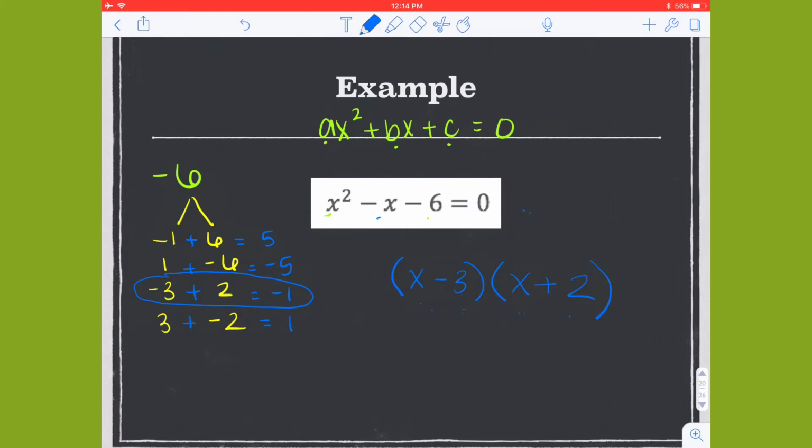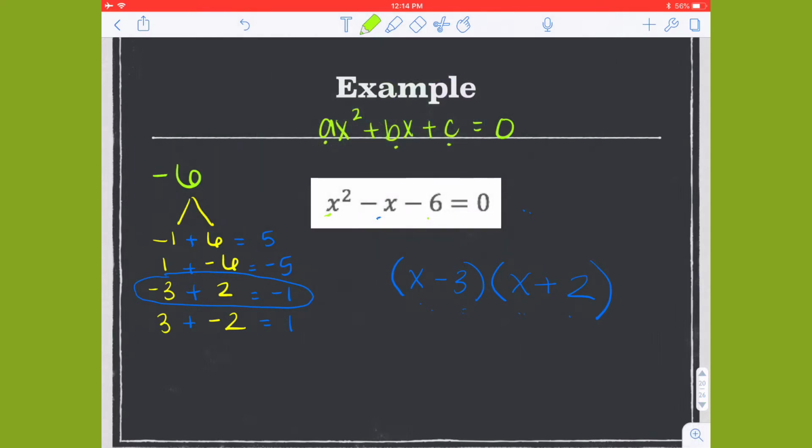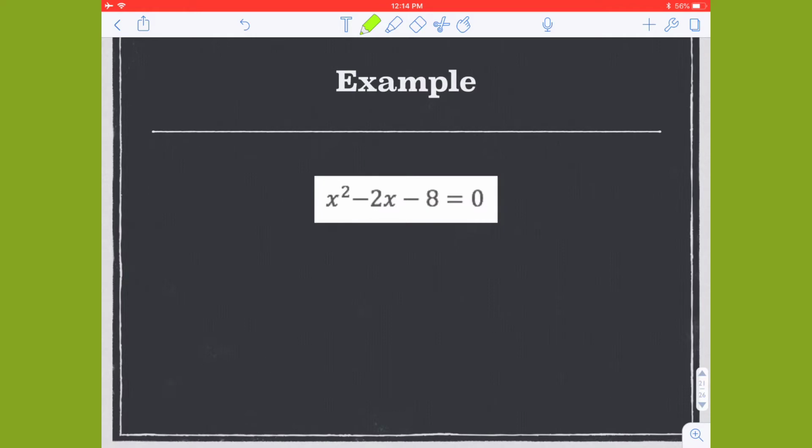Some things I want you to know about this method prior to beginning a problem. I do want to have it in standard form, and this only works when my a value is equal to 1. So super important to note as you're taking notes that this method will only work if a is equal to 1. So here's another example. I encourage you to pause this video, try it on your own, and then we'll work it out together to see if you end up at the same solution.